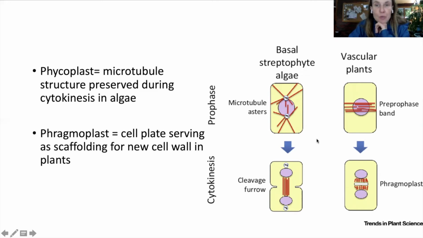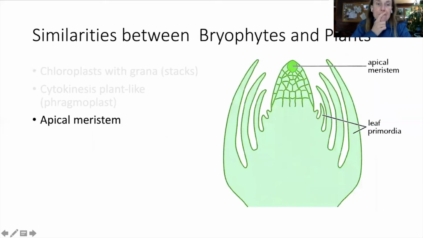So algae, when we think of it, algae are more like this. Vascular plants are all like this, but some algae are intermediate, and mosses are more like plants. So one of the traits people use to figure out which algae are most likely ancestors of plants is how they divide their cells. And this is one of the traits that charophytes share with mosses and vascular plants. Okay, so bryophytes and plants both have phragmoplast cell division.